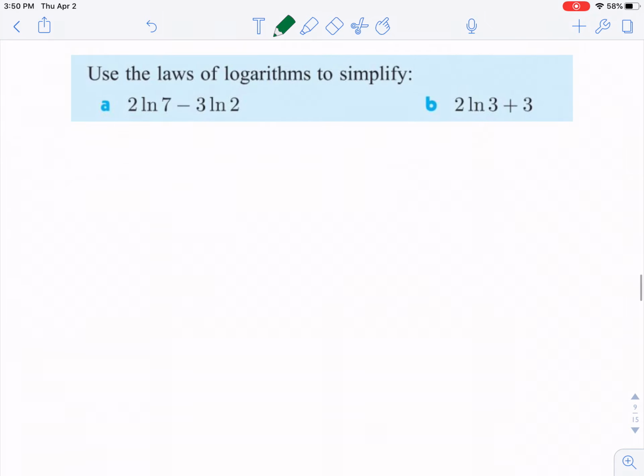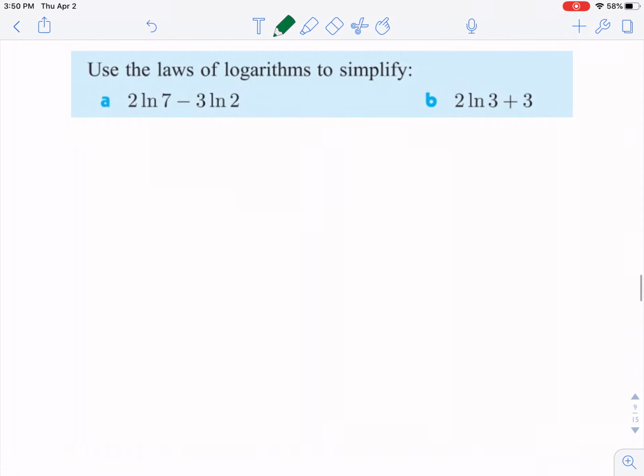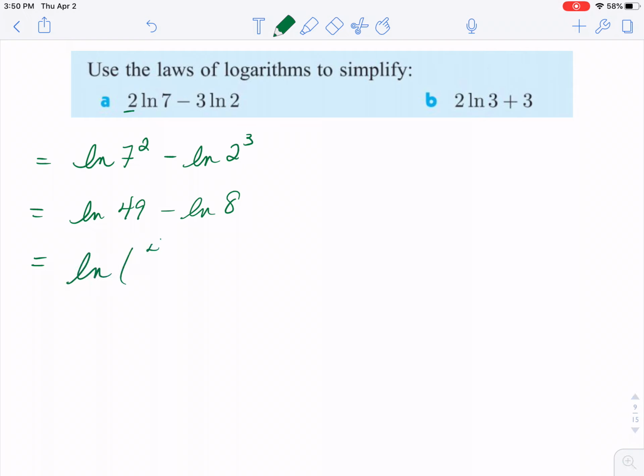All right. Use the laws of logs to simplify. Again, we are just using those laws. So that 2 is going to become an exponent. So the ln of 7 squared minus the ln of 2 cubed. Now I'm going to take all liberties and rewrite every single step. The subtraction means that we take the 2 logs and we divide what we're taking the log of. So that one would be simplified as ln of 49 divided by 8.